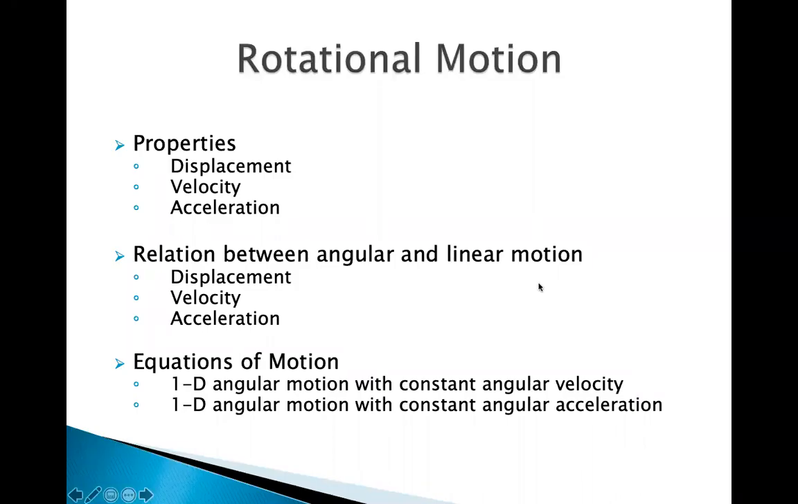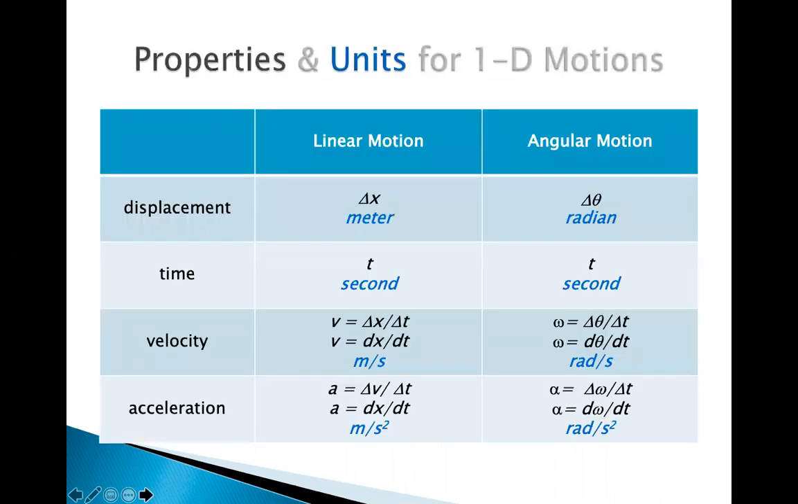Rotational motion is also called angular motion or rotation. This is a new type of motion, and it describes a lot of motions actually happening in the real world. So we're introducing the properties and the relations between angular and linear motion, and also the equations. From these three perspectives, we're going to look at angular motion, and the focus will be on displacement, velocity, and acceleration.